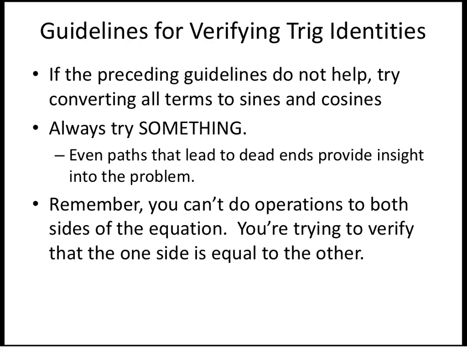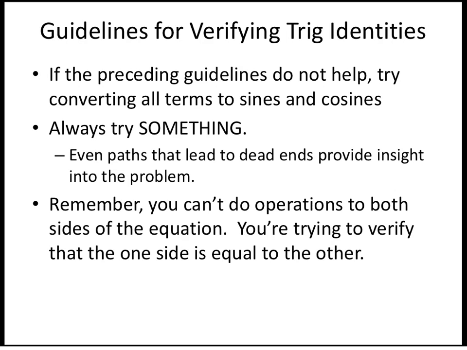because remember, tangent is sine over cosine, and cotangent is cosine over sine. So always try something. This is the part of math where we learn how to experiment, because even paths that lead to dead ends can provide insight into the problem. It's kind of like Edison, you know, he failed 1,000 ways to learn how to build the perfect light bulb. Well, he didn't fail 1,000 times. He learned 1,000 ways that weren't ideal, okay? But even that told him information that was positive.